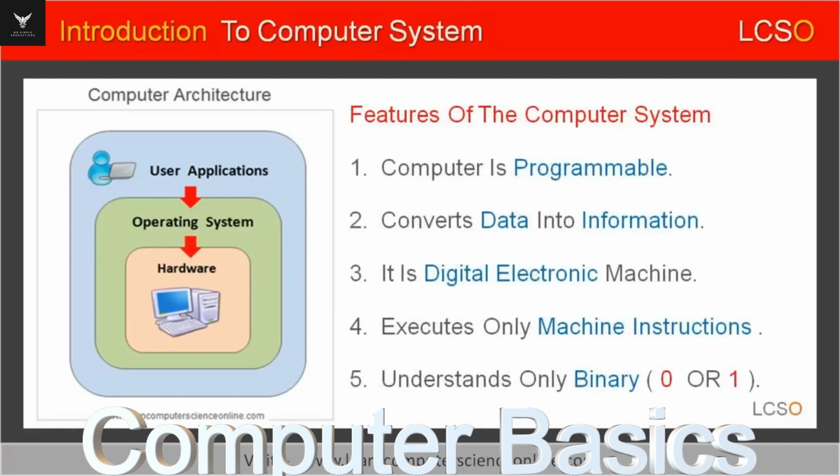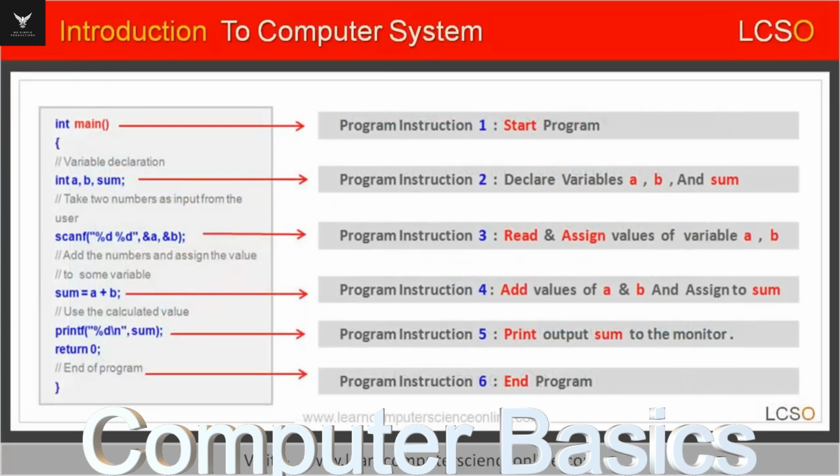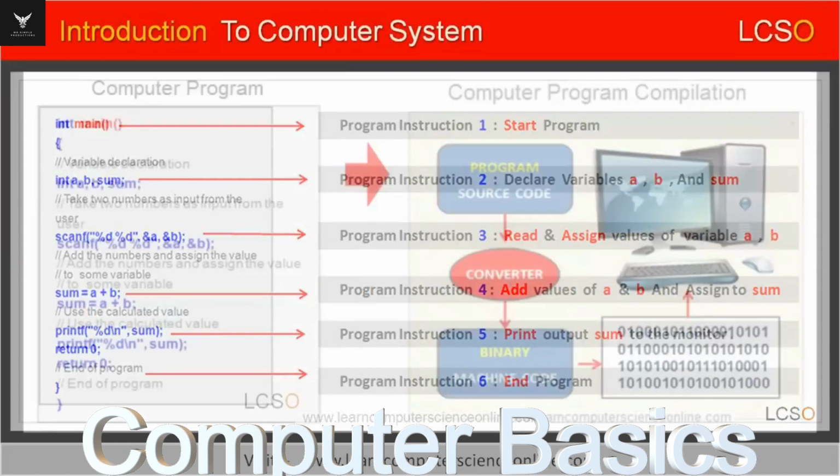Let us now move on to the next topic, that is, important features of the computer system. The computer system has some important features. These features are: first, the computer is programmable. The term programmable means each task performed by the computer is directed by a set of instructions. This set of instructions is called a computer program.